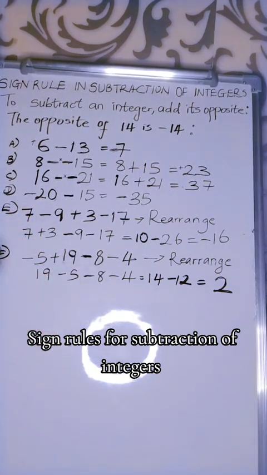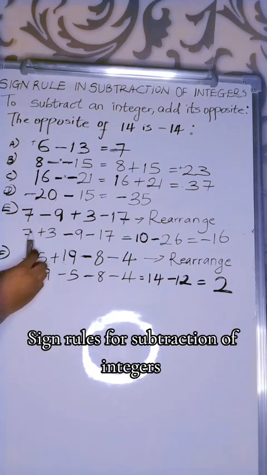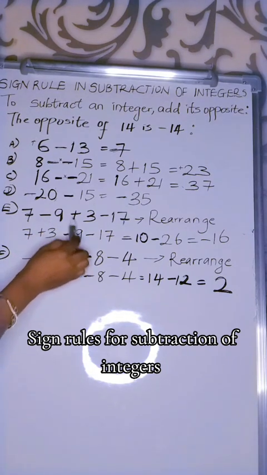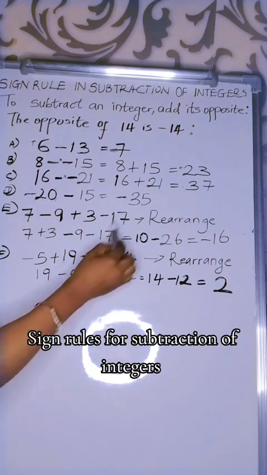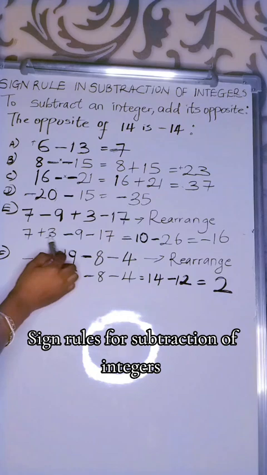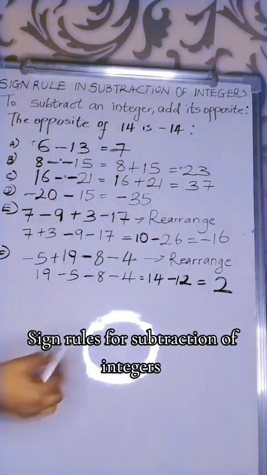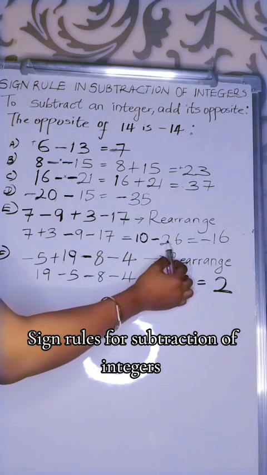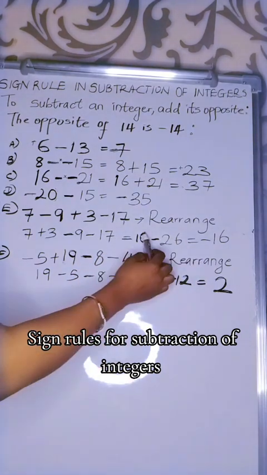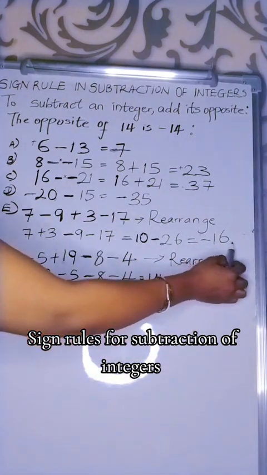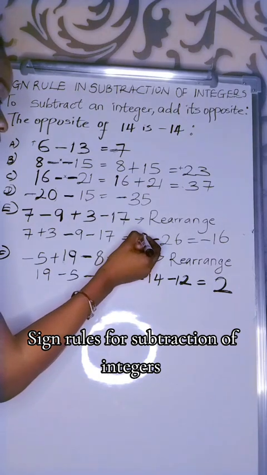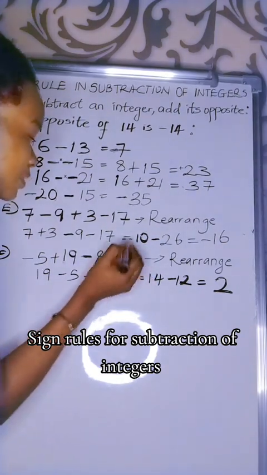Using board maths, we already know that addition comes first before subtraction. So what are the numbers that are positive here? 7 and 3. You first carry them, rearrange them, bring it down. 7 plus 3, then continue. Minus 9 minus 17. 7 plus 3 is what? 10. Minus 9 minus 17 is what? Minus 26. 10 minus 26 is what? Minus 16.